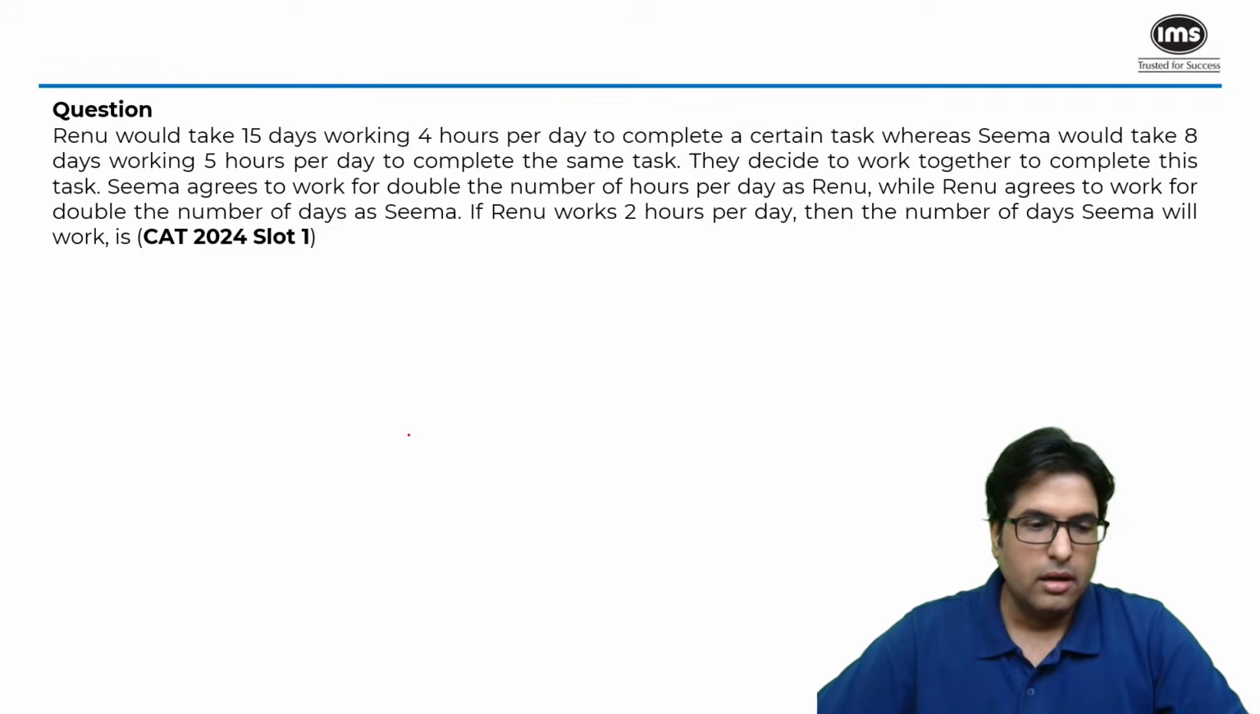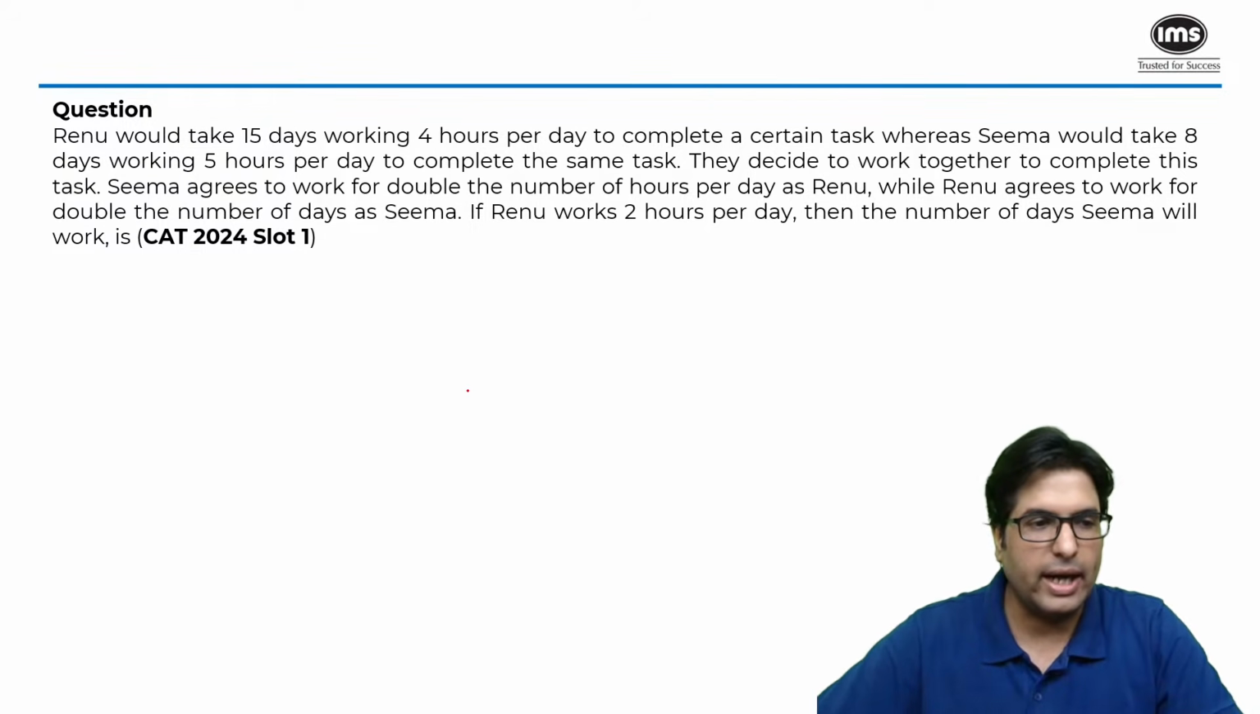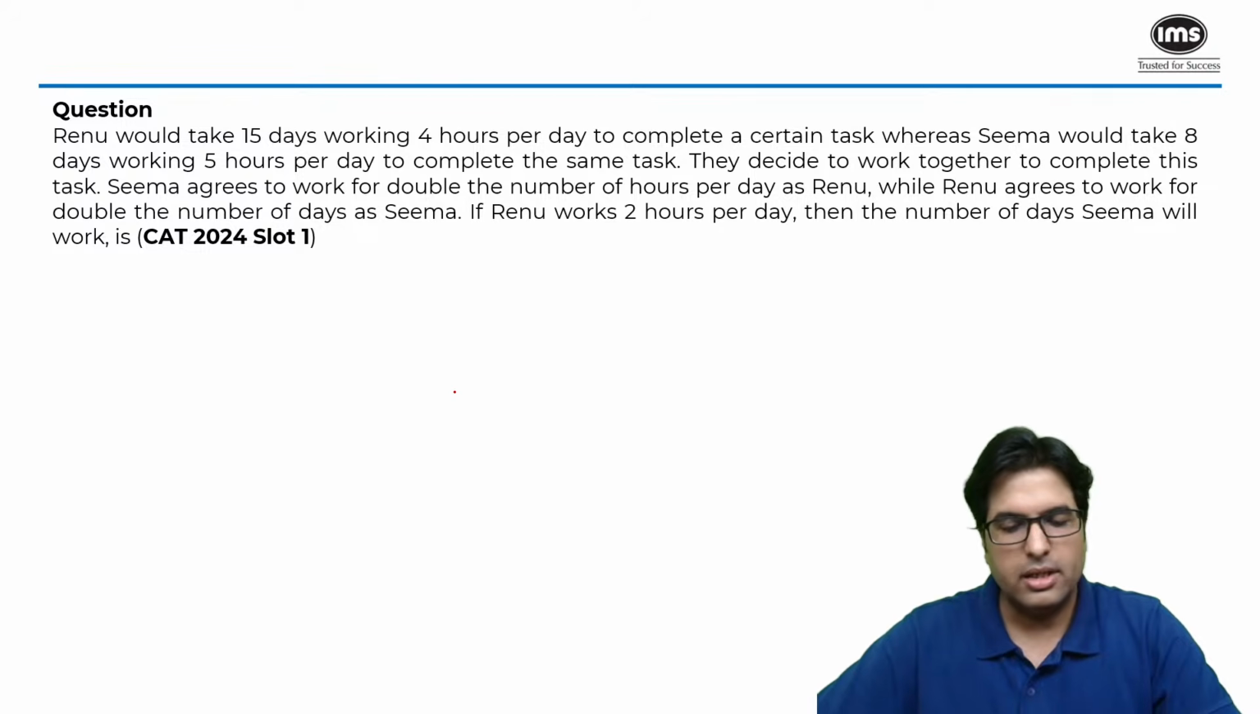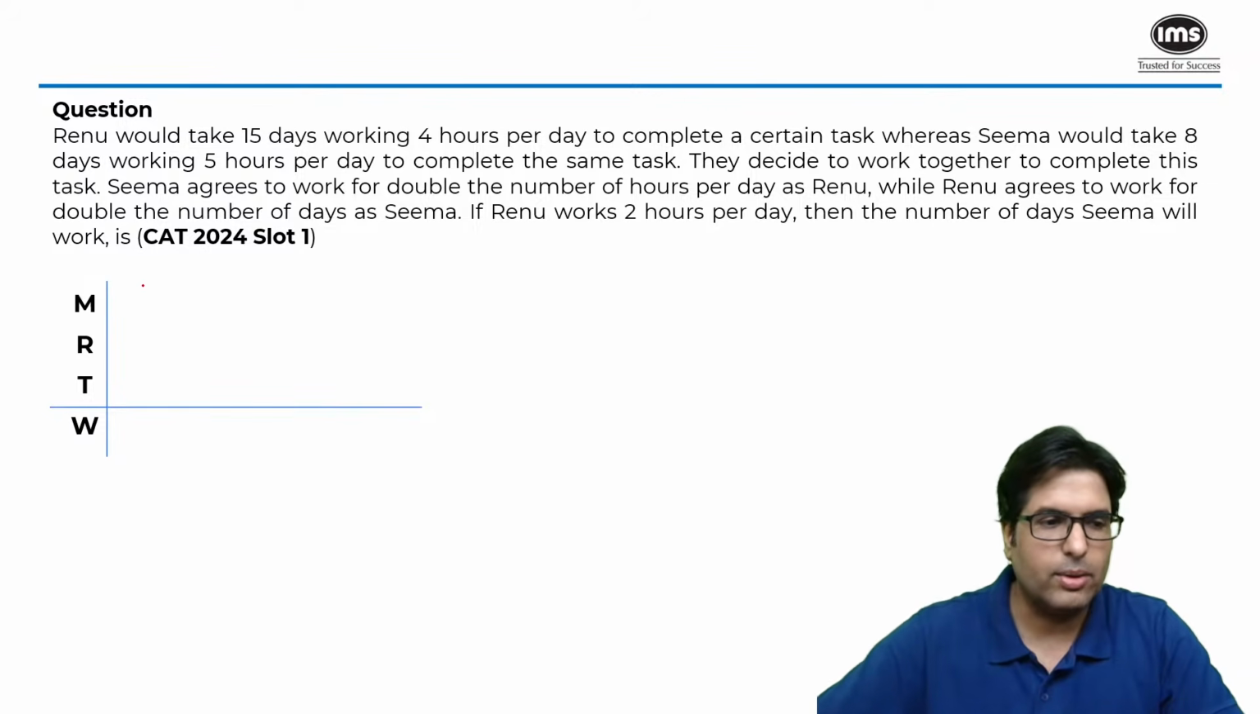Alright, so just on the basis of quick reading of this, Renu would take 15 days working 4 hours per day to complete a certain task, whereas Seema would take 8 days working 5 hours per day. This seems to be a standard straightforward question. We should mark this as either type A, try and attempt it, or maybe type B, definitely not type C. Let's quickly write down the structure.